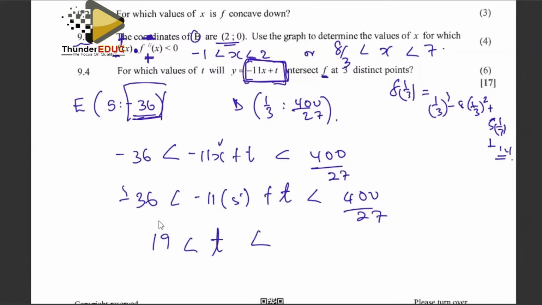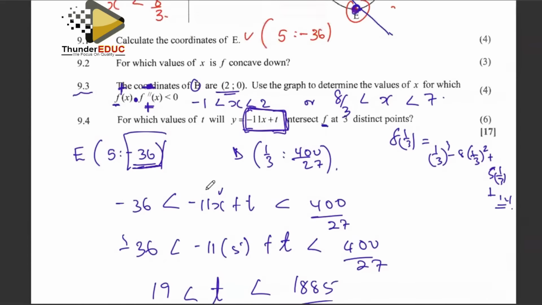plus 55 gives me a 19 is less than t. And then what is 400/27 plus 55? Okay, that gives me 1885/27. So that is what I'm looking at, or what I'm getting for that matter.